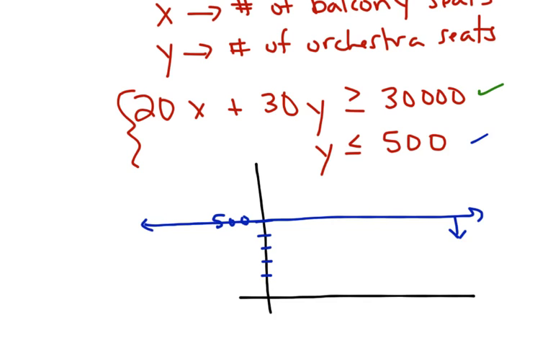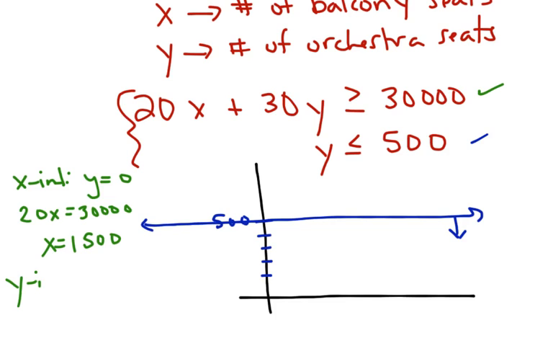For the other inequality, I can do the X and Y intercepts again. That's usually the easiest way to graph this. The textbook printout uses slope-intercept form, but I don't think that's the best way to do it. So the x-intercept, where y equals 0, is going to be 20x is equal to 30,000. So x is going to equal 1,500. The y-intercept, where x is equal to 0, is going to be 30y is equal to 30,000. So y is equal to 1,000.